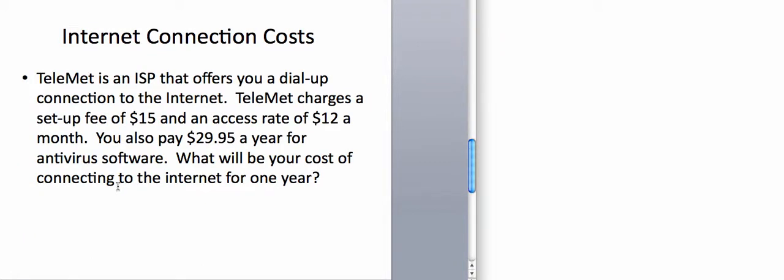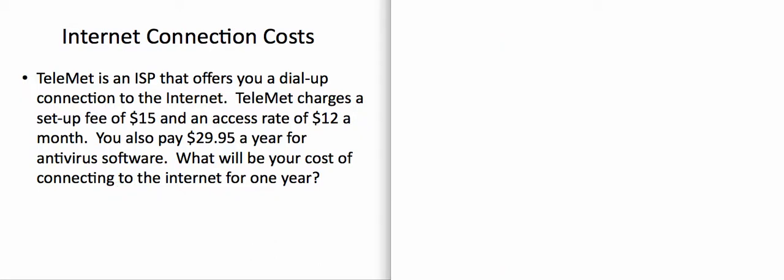Okay. So we'll start off with this first example. Telemet is an ISP, or an international internet service provider. It offers you a dial-up connection to the internet. It charges a setup fee of $15. So we have this initial cost of $15 to get ourselves set up. The access rate is $12 a month.